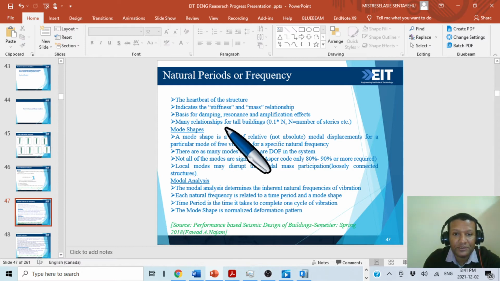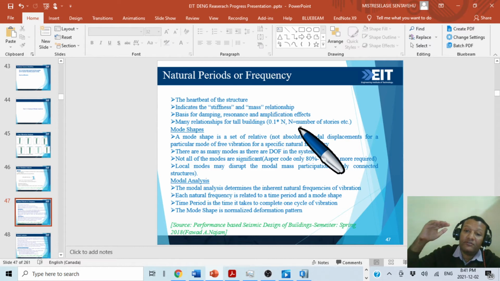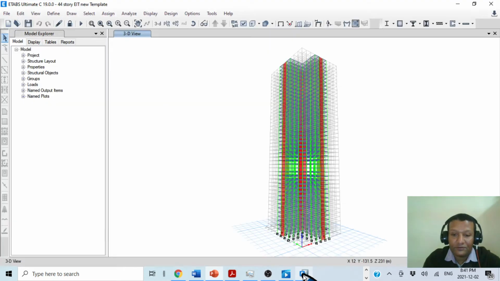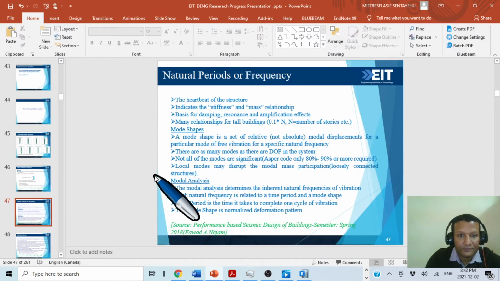Many relationships are there for tall buildings. If you have a number of stories, then 0.1 times the number of stories will give you the fundamental period of your building. For example, this one is already run. Okay, let me finish that and I will show you in a minute.